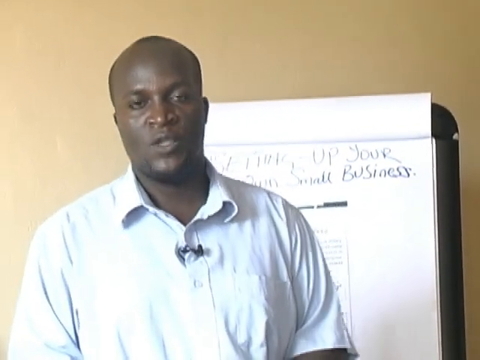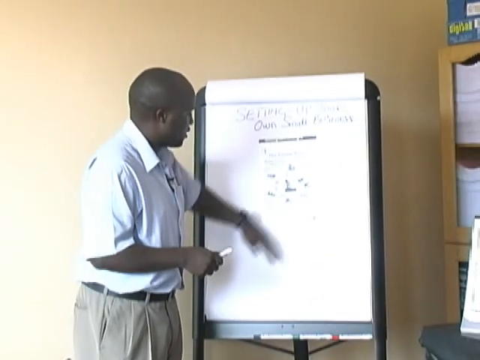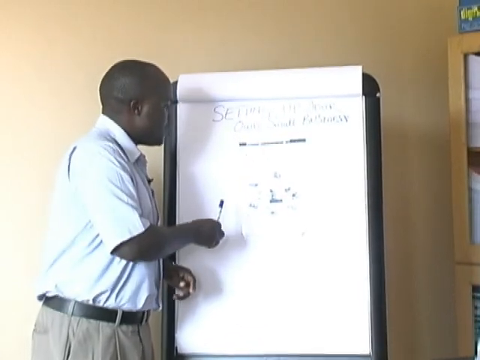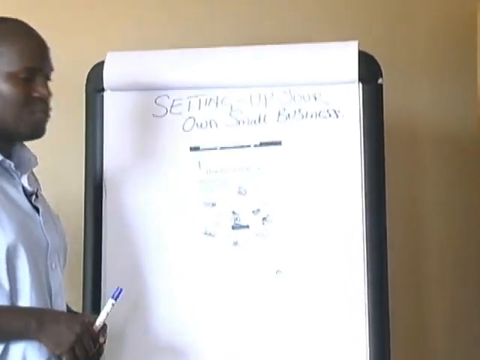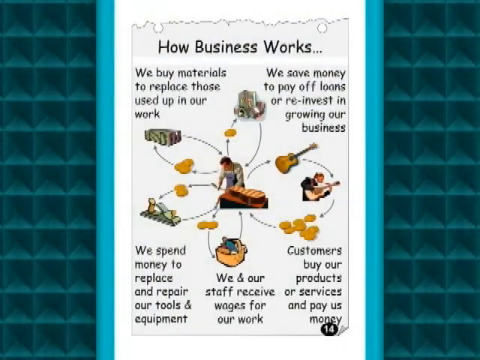Now, we're going to start by going back to our diagram that says how business works. We see that when you buy, you go and buy materials to replace those that you have already used up in your business, but it will cost you money. You have to pay. Now, for the guitar maker's business, if you look closely here, he's paying $3. That's 3 coins. That's what he took there.